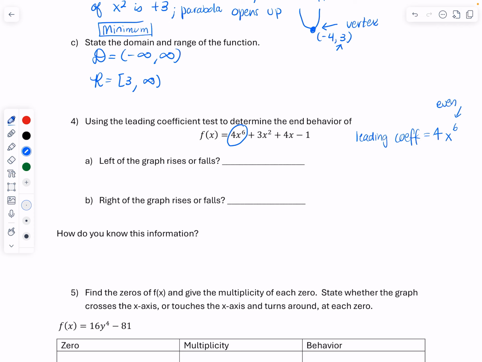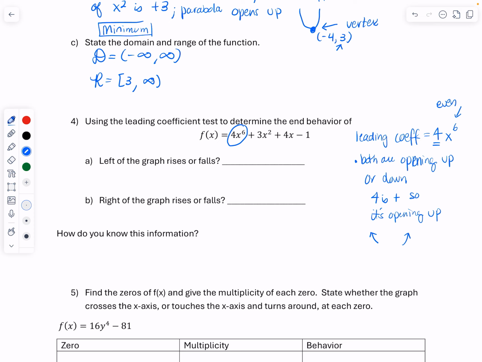So that means it's either both opening up or both down. Okay, so to do a little bit more research to figure out, hey, is it opening up or down, you have to look at the value of the leading coefficient, which is 4. So 4 is positive. So it's opening up in both directions. So it looks like that.